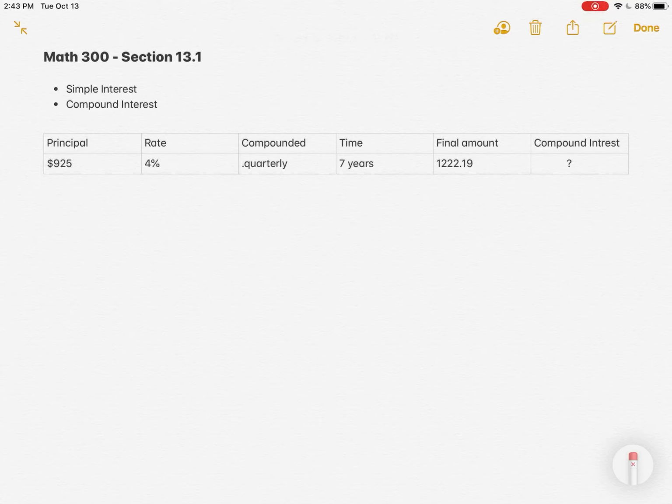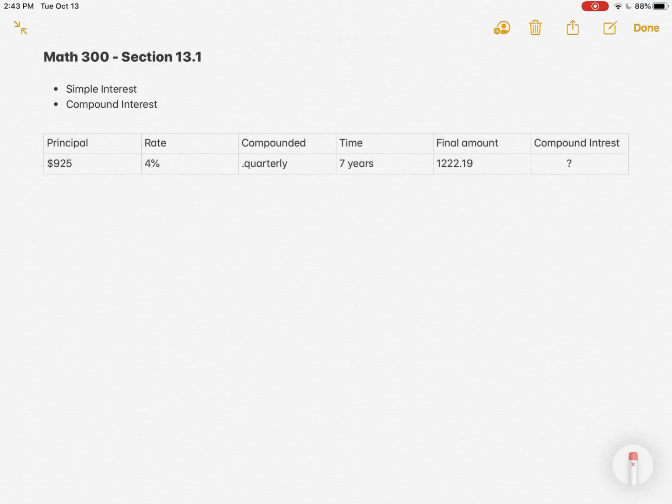And you could be a little bit deceived as to how best to attack this problem, because I'm going to be presenting a formula, and I haven't even talked to you about the formula yet, but it's because it's not needed for this one. So if you look carefully, the principal amount invested is $925 at a rate of 4% compounded quarterly.